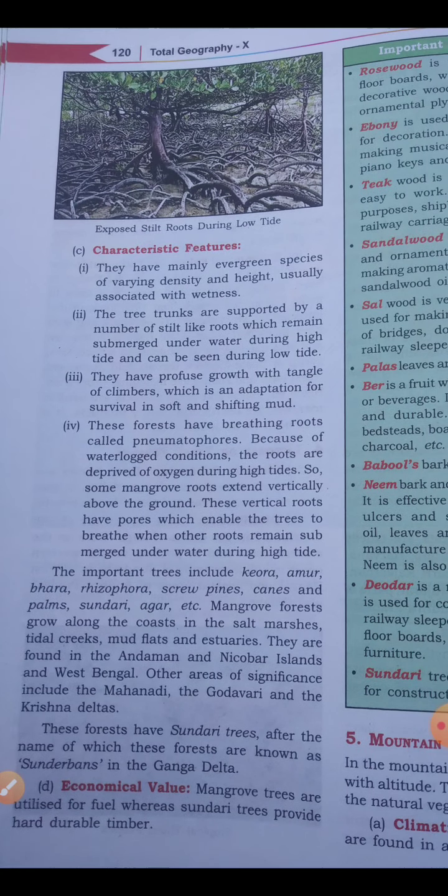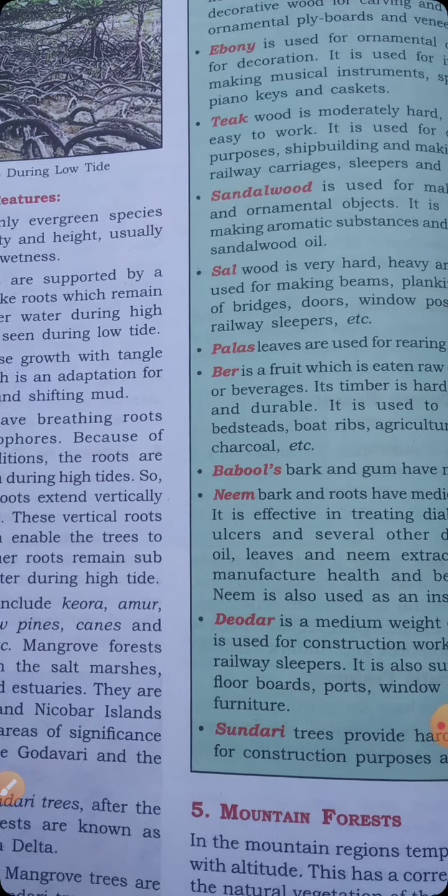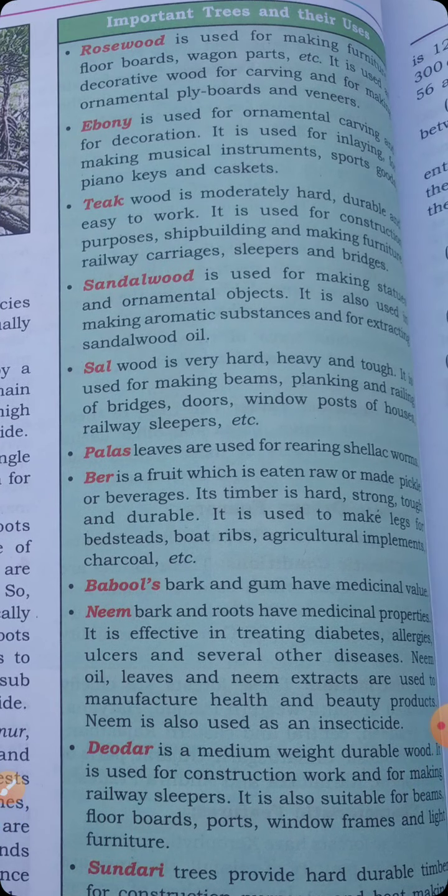What is the economic value? Mangrove trees are utilized for fuel, whereas Sundari trees provide hard, durable timber. So, up to now, we have read many forests and many types of trees. Here I will be reading them for you. Pay attention. First of all, we have Rosewood. This box is important, so learn it. Rosewood is used for making furniture, floorboards, musical instrument parts, etc. It is used for decorative wood also, for carving and for making ornamental plyboards and veneers.